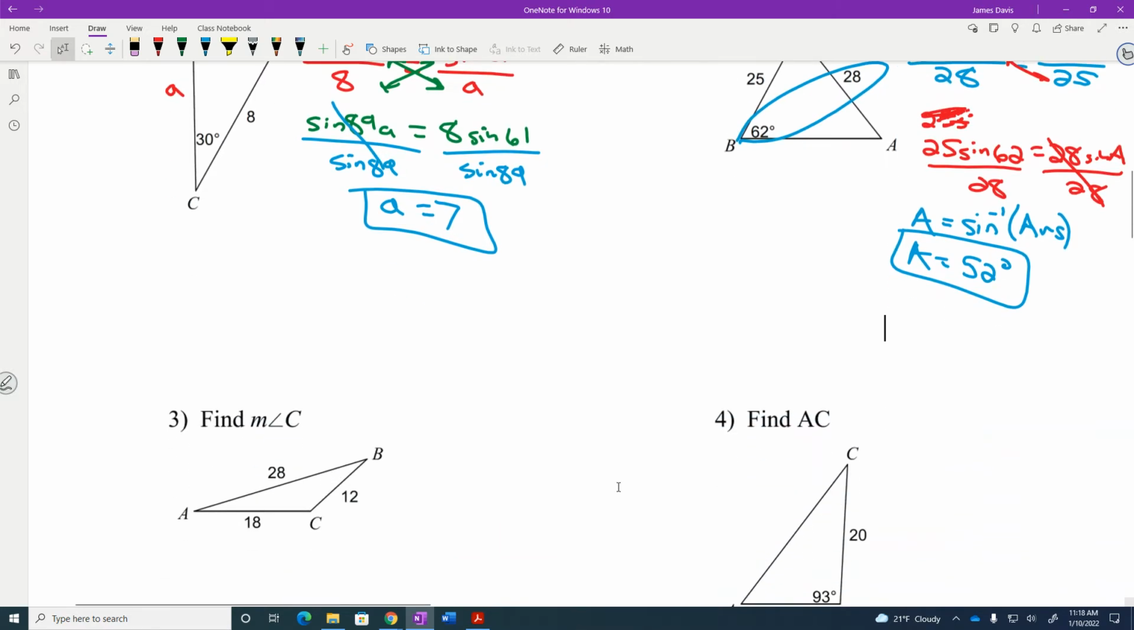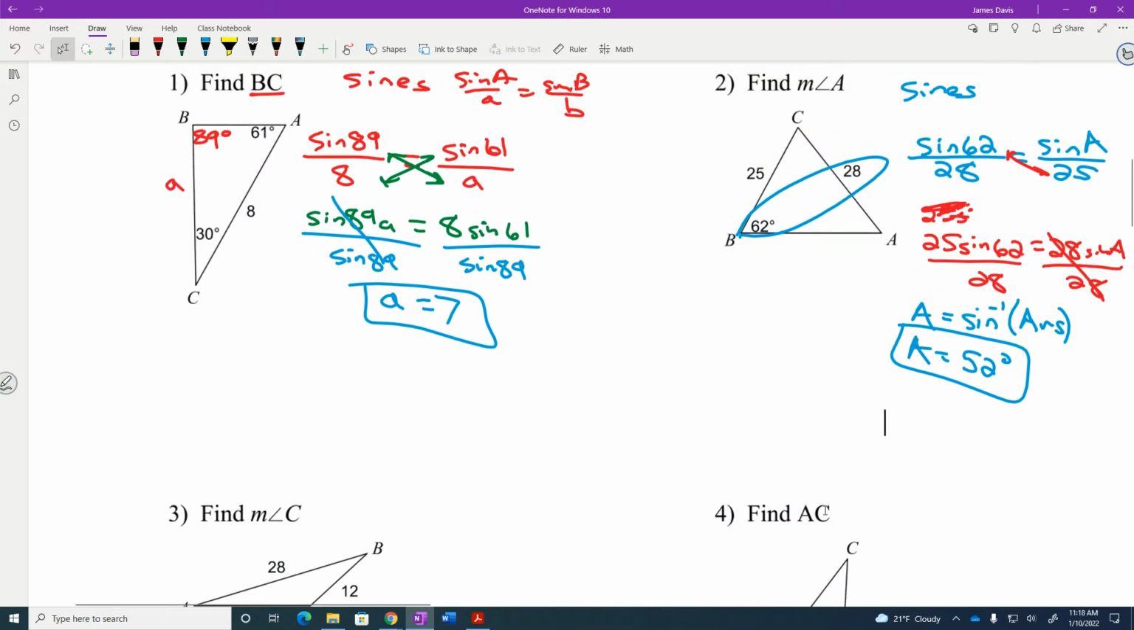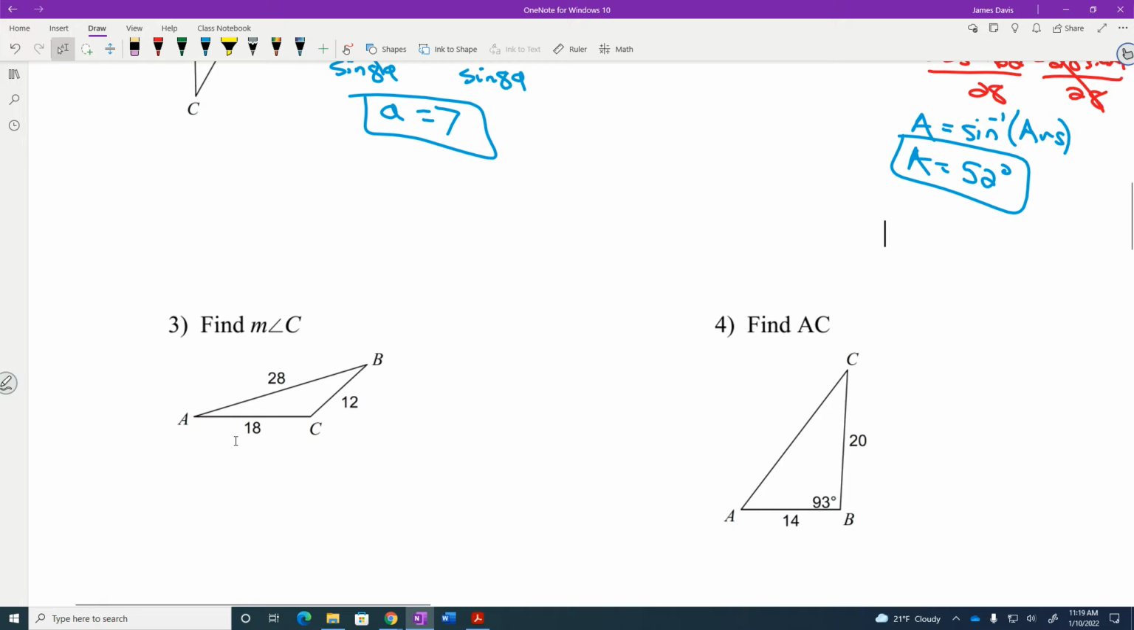Yeah, it's a little bit more challenging. The first thing you have to do on 3 is figure out if it's sines or cosines. Anytime you see side, side, side, which is what this is, that's always going to be cosines, because you have to know at least one angle to do the law of sines. So no pair, no two angles, so definitely law of cosines for this.